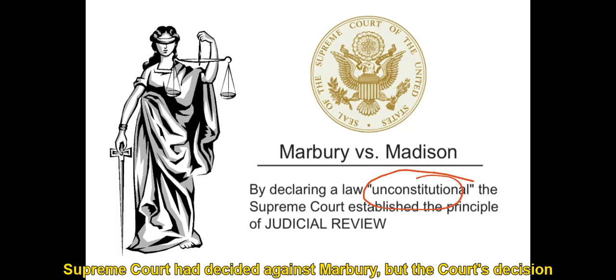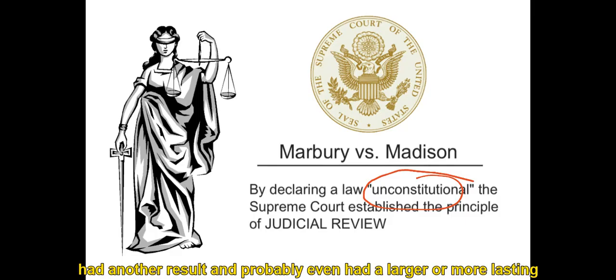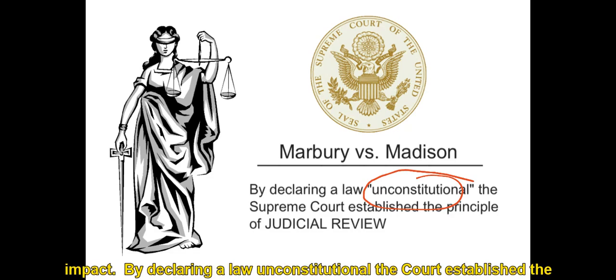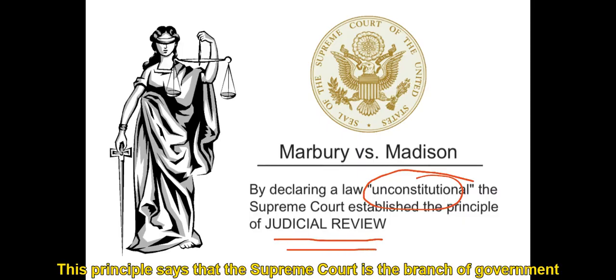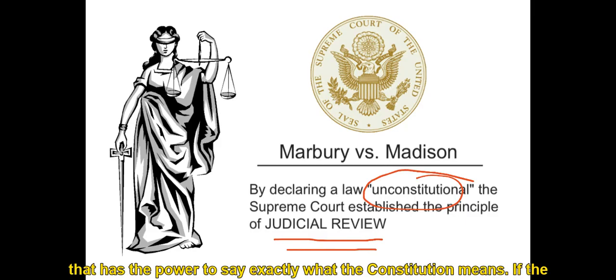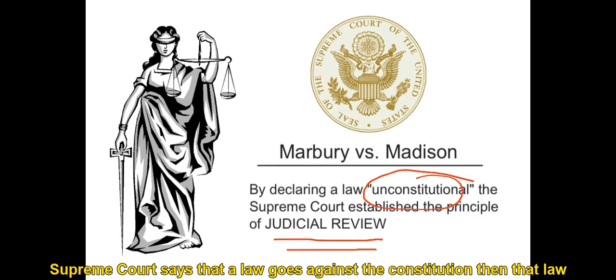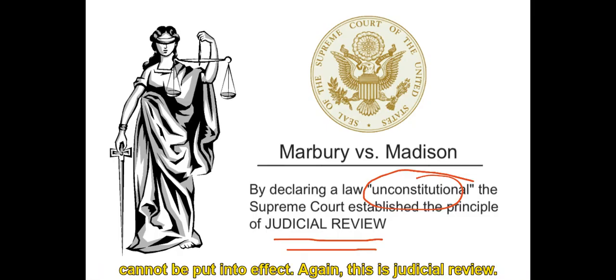The Supreme Court had decided against Marbury, but the court's decision had another result, and probably even had a larger or more lasting impact. By declaring a law unconstitutional, the court established the principle of judicial review. This principle says that the Supreme Court is the branch of government that has the power to say exactly what the Constitution means. If the Supreme Court says that a law goes against the Constitution, then that law cannot be put into effect. Again, this is judicial review.